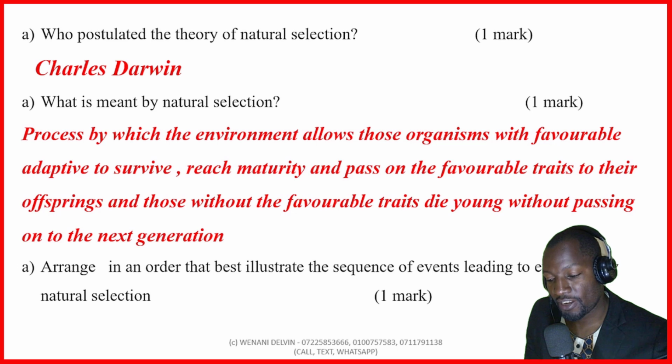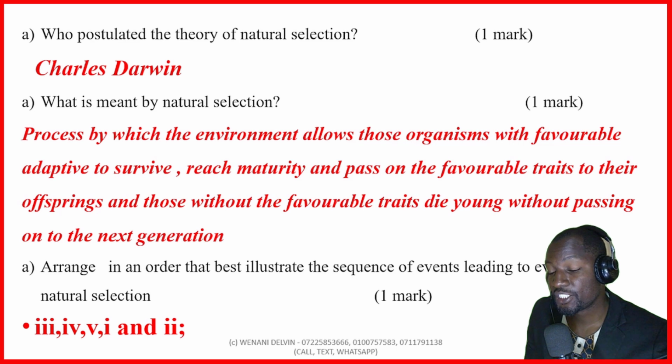Arrange in order the sequence of events leading to evolution by natural selection. And that is, we start with number 3, number 4, number 5, number 1, and number 2.